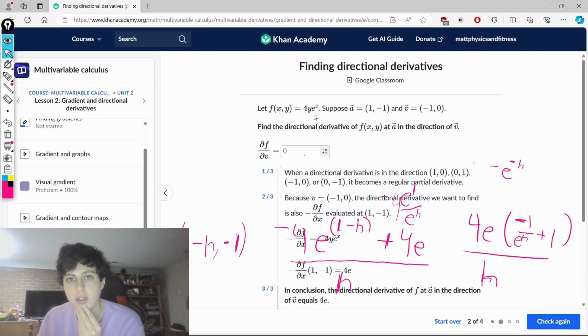The x would be negative 1. The x would be 1, the y would be negative 1. Oh, I see.